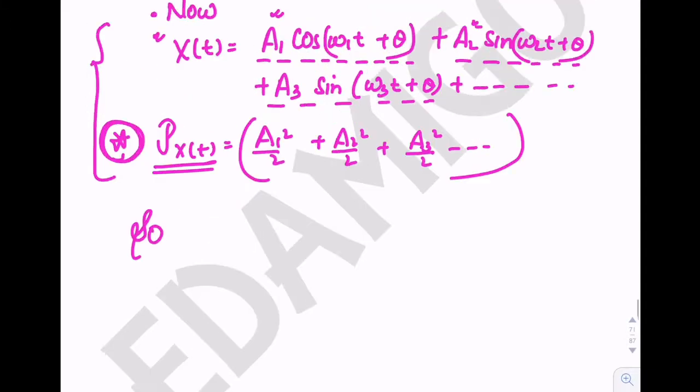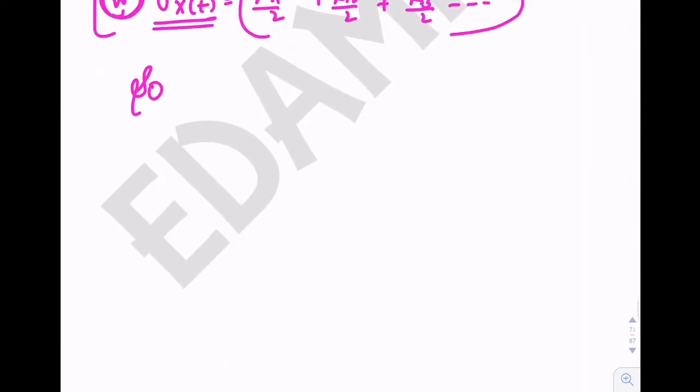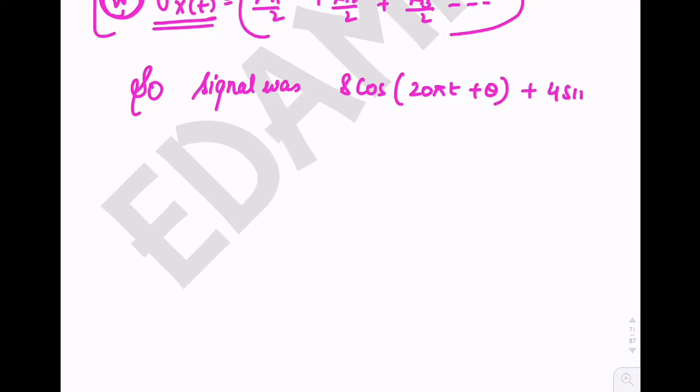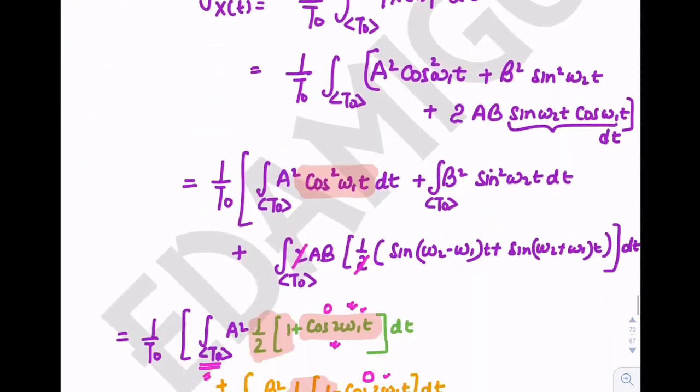So if we go to the question, then this is a signal 8 cos 20 pi t minus pi by 2, 4 sin 15 pi t. So the signal was 8 cos 20 pi t plus theta, so no need of that angle, plus 4 sine 15 pi t. Okay, so let me check that the values are correct or not. Yes, the values are correct.